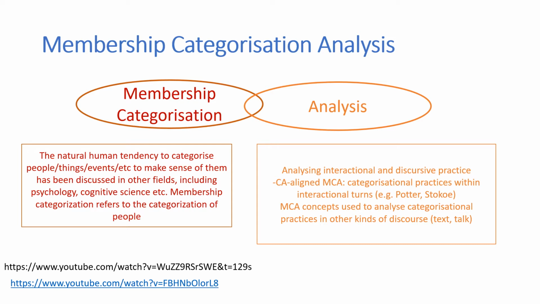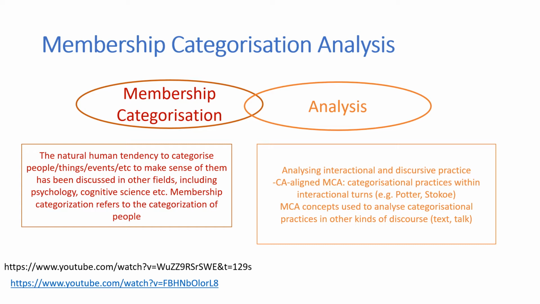You can watch some of the YouTube videos linked below. But specifically looking at membership categorization, now this refers to the categorization of people as members of a specific identity or group category. Secondly, analysis. What is involved in analysis in MCA?